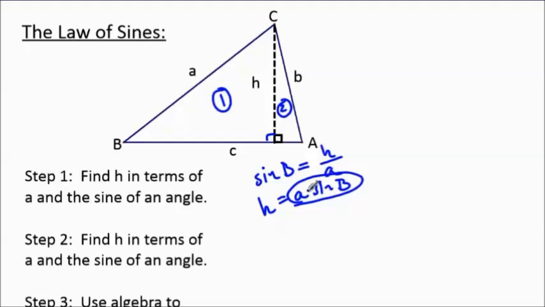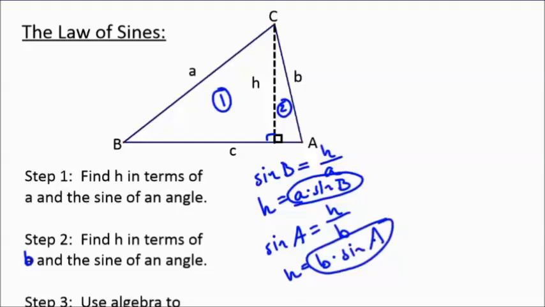The second thing I'll do is find h in terms of b and the sine of an angle. So looking at triangle 2, I will use the sine of angle a. In the smaller right triangle, the opposite side would be h, and the hypotenuse would be b. Multiplying both sides by b, I get that the height equals b times the sine of a.